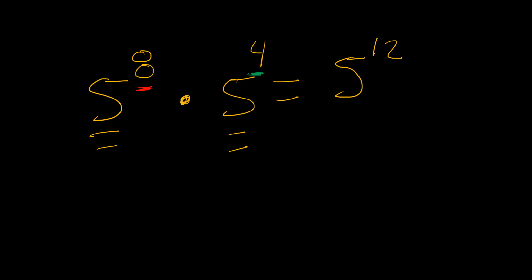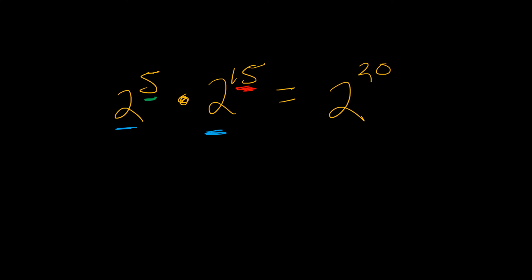Let's do another problem. Let's say we have 2 to the 5th power times 2 to the 15th power. Well, we look at our exponents, 5 and 15, and we would add them because the bases are the same. We have a base of 2 and a base of 2, so we can add them together to get the final answer of 2 to the 20th power.